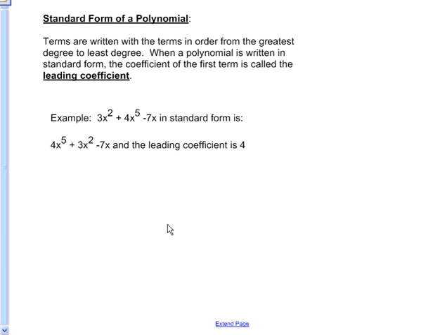So an example, 3x squared plus 4x to the fifth minus 7x. If we put that in standard form, the x to the fifth term has got the highest degree. That's got a degree of 5. So we'll put that first, 4x to the fifth. The 3x squared term will be our second highest degree, so then we put plus 3x squared. And 7x has a degree of 1, so that's our last term, so minus 7x. And don't forget to keep the sign in front of each term. And the leading coefficient is the coefficient of the first term. The first term is 4x to the fifth. The leading coefficient is 4.